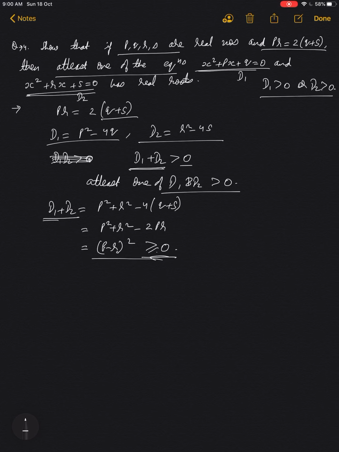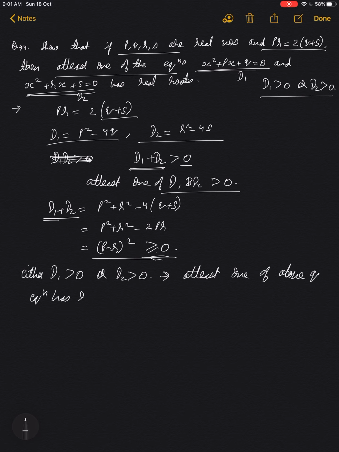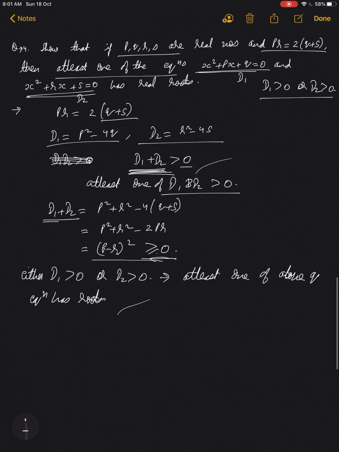That means we have proved that either D1 is greater than 0 or D2 is greater than 0. That means at least one of the above quadratic equations has real roots. So that is how we can do this. The important thing is this should come to our mind: D1 plus D2 greater than 0 means at least one is greater than 0, because both D1 and D2 are real. There is nothing about complex numbers.